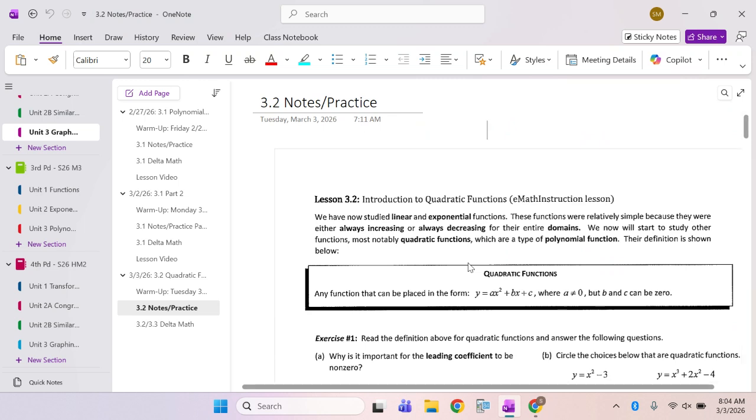All right, so once you get Desmos pulled up, clamshell your Chromebook. You don't need it just yet.